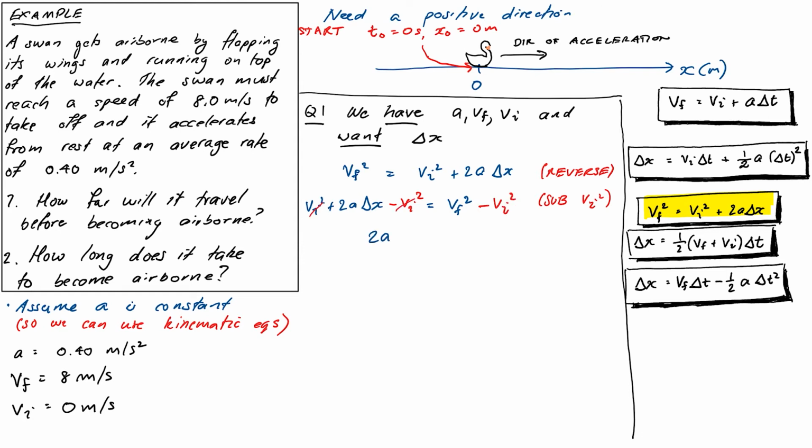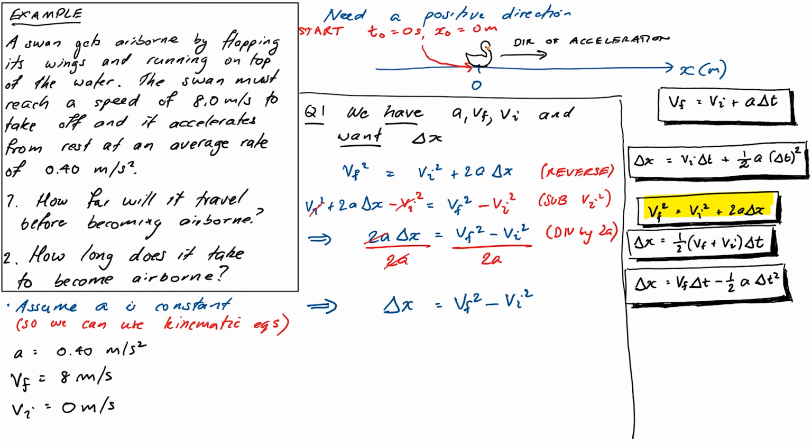So this will give me 2a delta x, the plus vi squared and the minus vi squared will cancel off, equals vf squared minus vi squared. Now finally, to get delta x by itself, we'll need to divide both sides of the equation by 2a. Remember that the division happens to the whole right-hand side, and so it ends up being delta x equals vf squared minus vi squared, all divided by 2a.